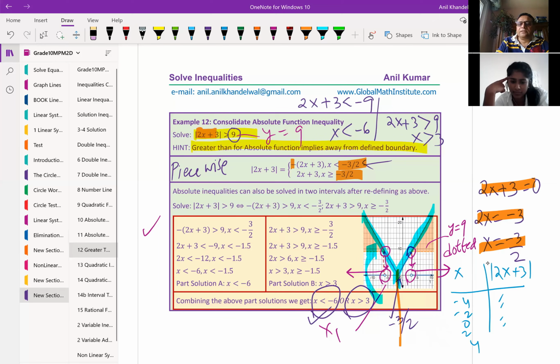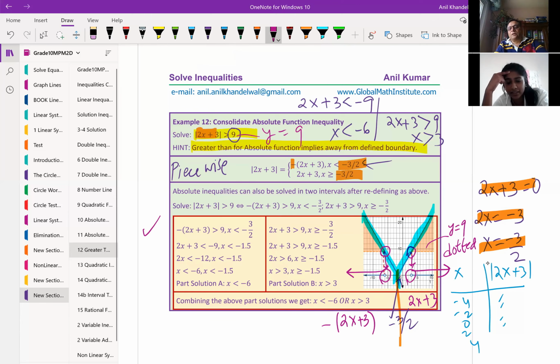Let me clear this space and I'll write it down. So what we are saying here is that in this interval, the function is 2x plus 3. But on the interval on the left side, it is minus of 2x plus 3. So that is what I'm trying to say. Correct? And that is what is defined here. Do you see that minus? Yeah, it's just the sign.